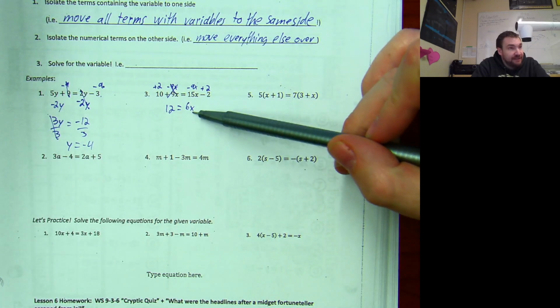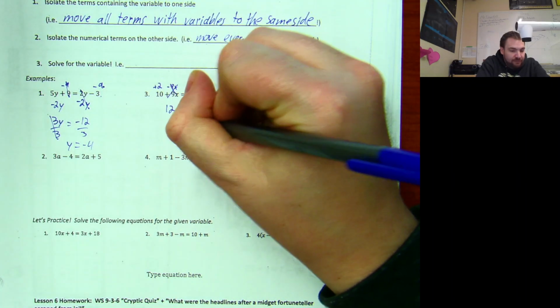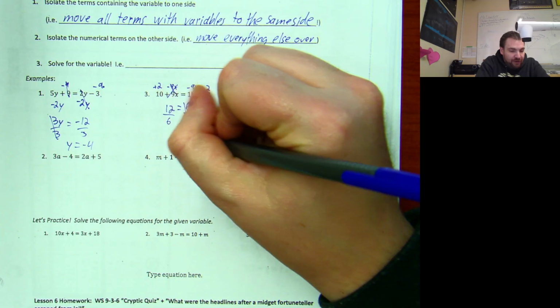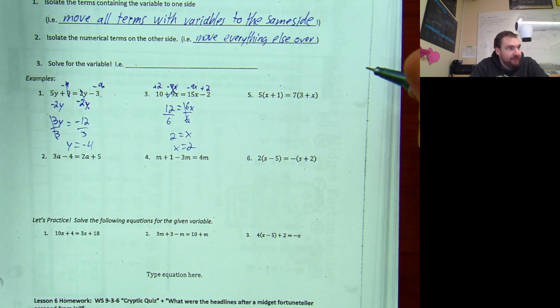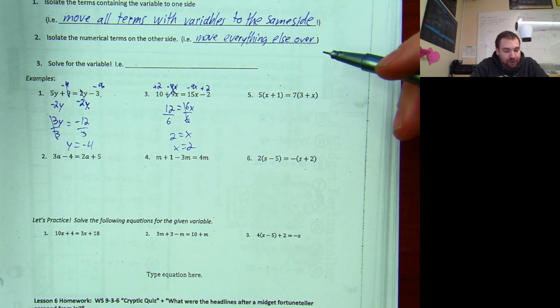Now I want to get x by itself, so I'm going to divide by what, Angel? 6. So we're going to get 2 equals x or x equals 2. It doesn't matter how you write it. But at the end of the day, x equals 2. Cool.